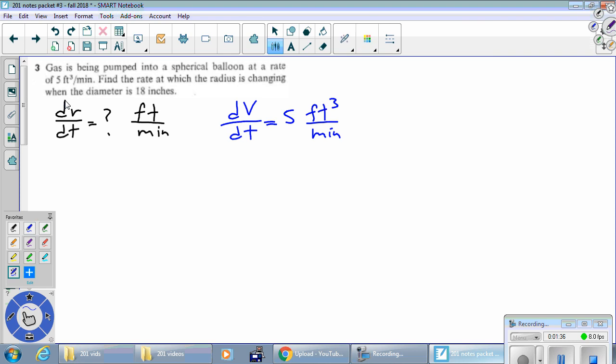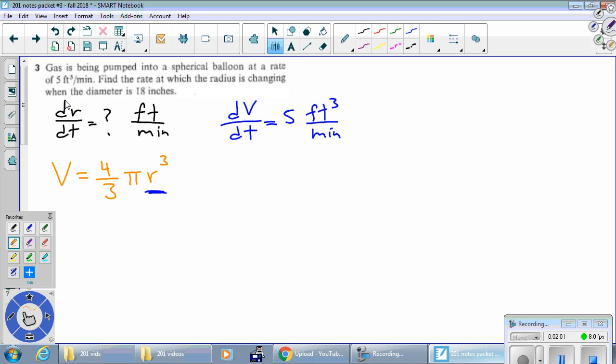These two equations tell me I'm looking for an equation that relates V and r, the volume of a spherical balloon. Hopefully we know this one, but if not, I think I would give you this particular one: the volume of a sphere is 4/3 pi r cubed. I'm happy with this one in that there's only one variable on the right-hand side, so nothing to do but take a derivative of both sides with respect to t.